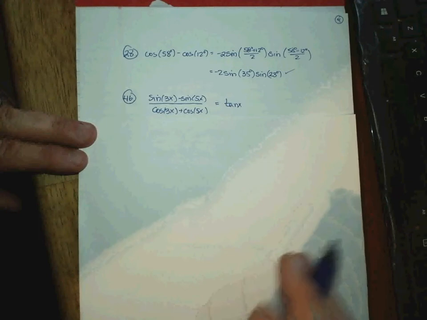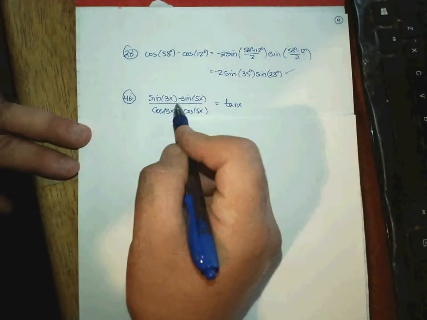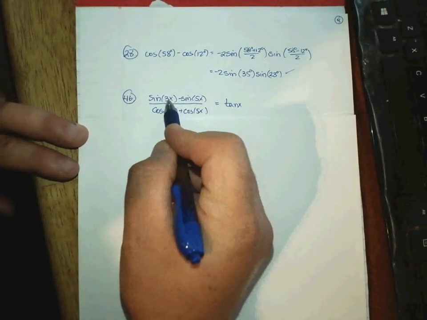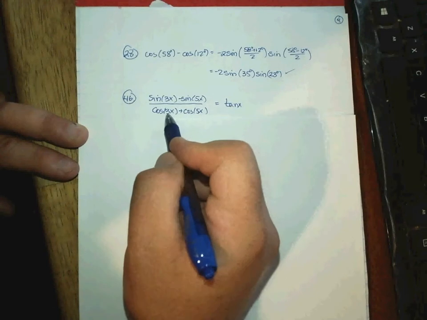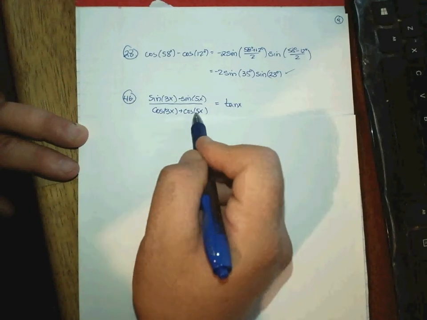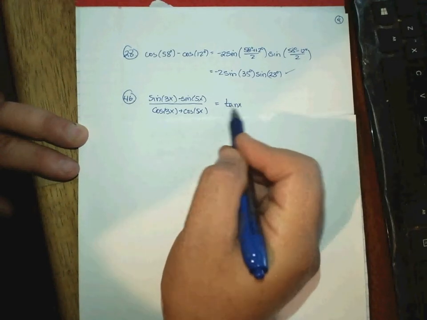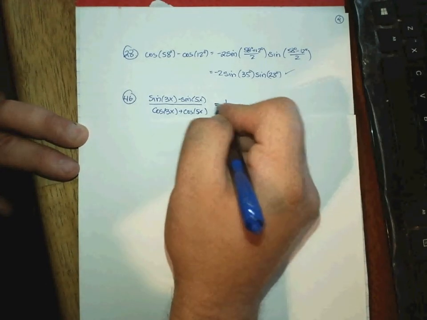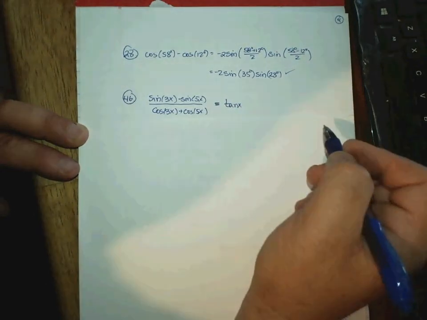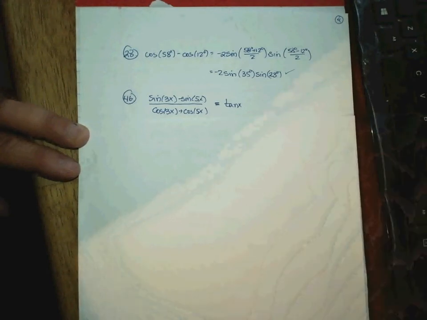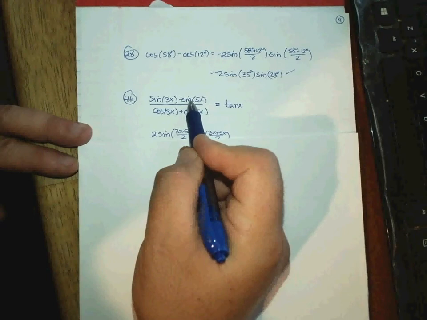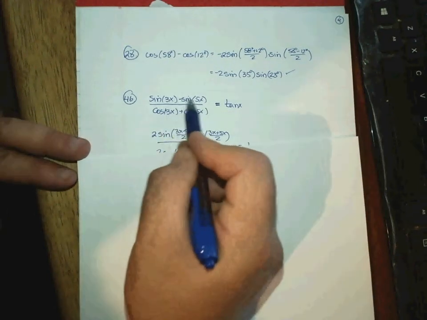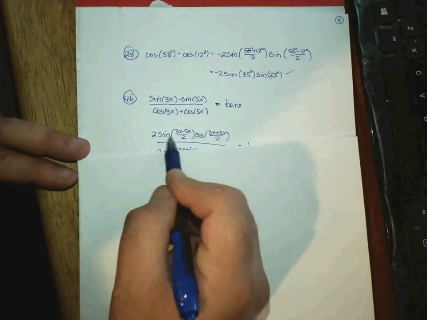In problem 46, we're asked to prove an identity. This will be the last problem we look at in this section. The identity that we're given is sine of 3x minus sine of 5x, divided by cosine of 3x plus cosine of 5x, is said to be the same as the tangent of x. And in fact, the question here is, is this really an identity or is it not? So we're going to go through the work, applying the identity for the sine minus the sine here.